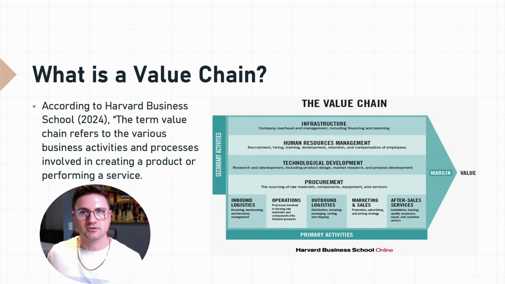Primary activities are those that go directly into the creation of a product or the execution of a service, including inbound logistics, operations, outbound logistics, marketing and sales, and after sales services. Secondary activities help the primary activities become more efficient, effectively creating a competitive advantage, and those are broken down into procurement, technological development, human resources management, and infrastructure.